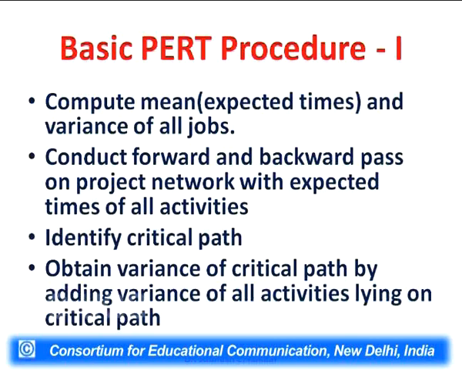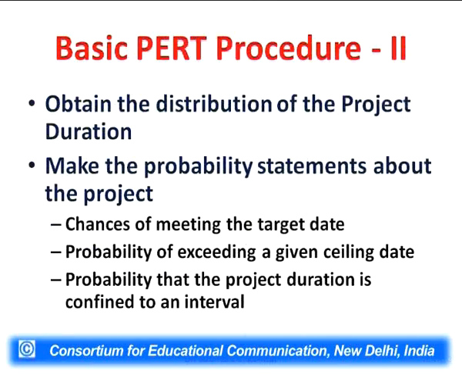Obtain the variance of the critical path by adding the variance of all the activities lying on the critical path, and that will be the variance of the critical path. If we take the square root, this will be the standard deviation. Now based on this information, we can calculate the probability of completing the project at any time. Any time is given, mean time is given, we can calculate the probability of completing that project in that duration. So obtain the distribution of the project duration and make probability statements about the project.